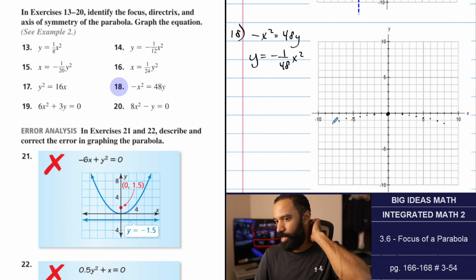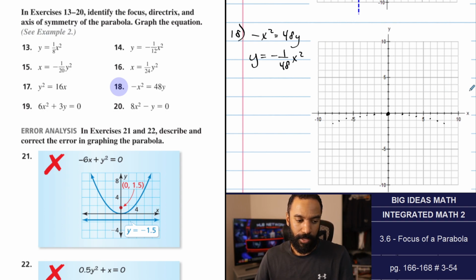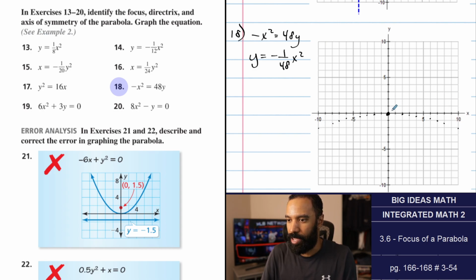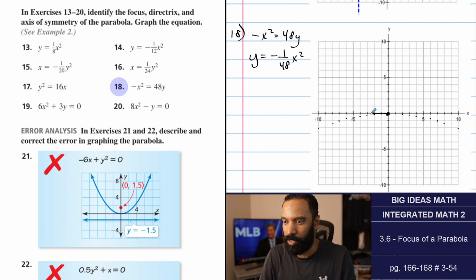Over 9, down 81/48, I don't know what that is. And 100/48 is just a little more than 2. So I'm just going to do it like that. Whoops. It's a little more than 2 like that. So it barely even has any stretch. I don't even think I got these to scale very well here, so I'm just going to do the best I can. Hey, they say draw the graph. Yes, I could have changed my scales, but I don't think that's really my plan right now. Okay, so there's the parabola.